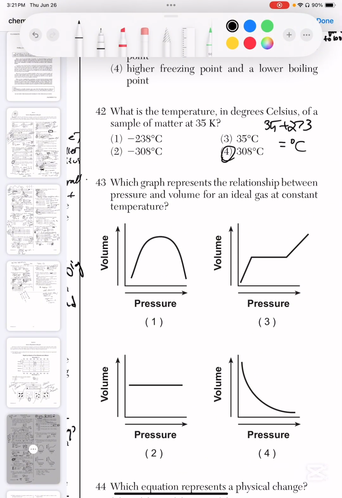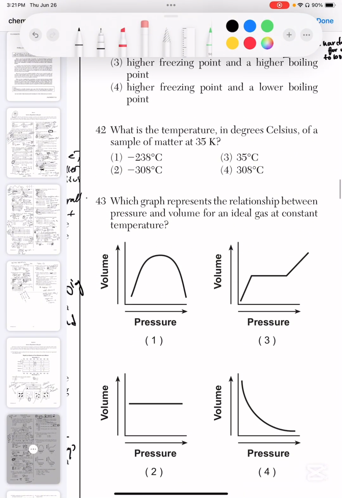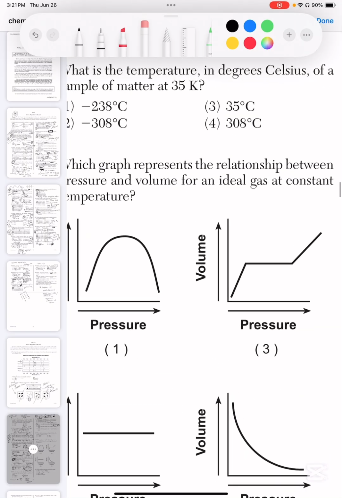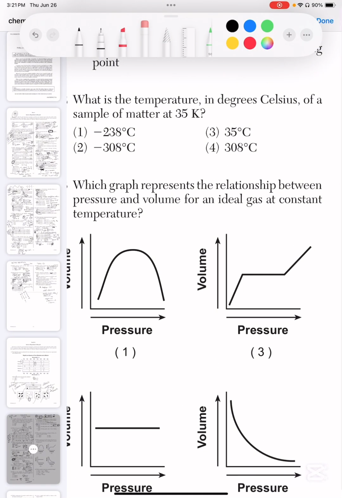Wait, no. Let's try that again. What is the temperature in degrees Celsius of a sample at 35 K? We know that's pretty cold. 0 K is absolute zero, so it can't be these two. It's just 35 minus 273. It's Celsius. I think it's this one.